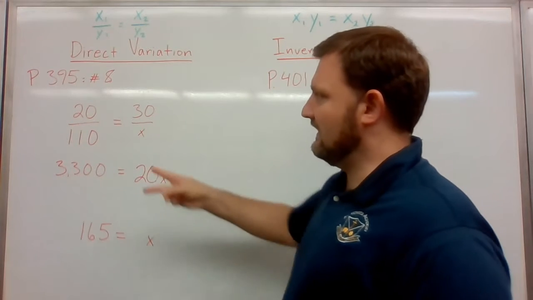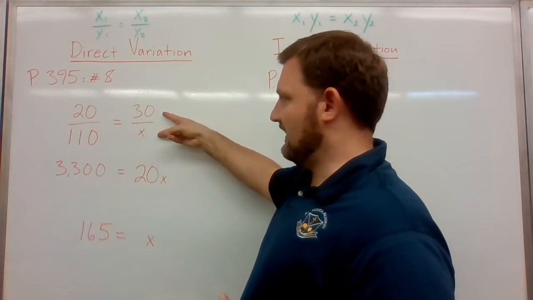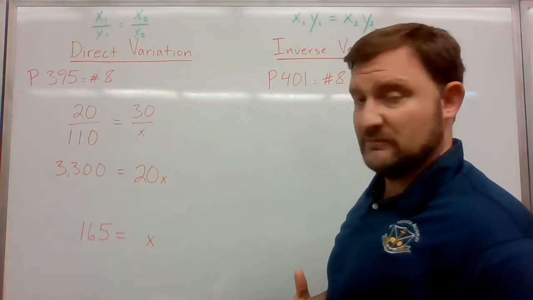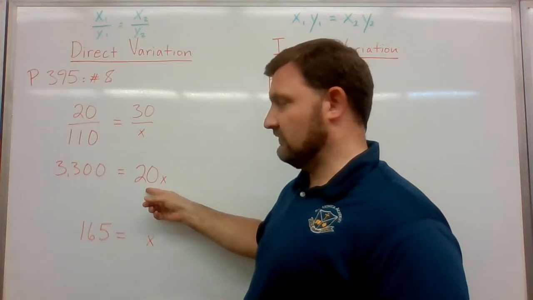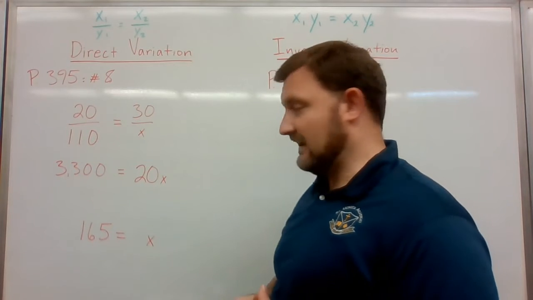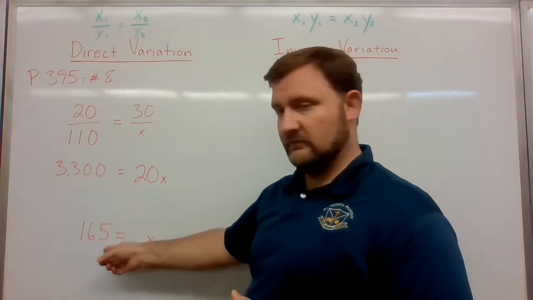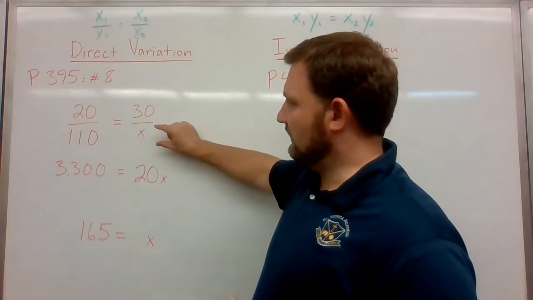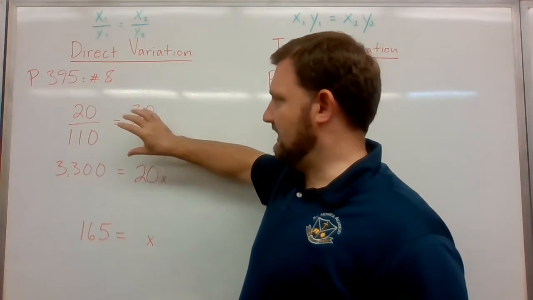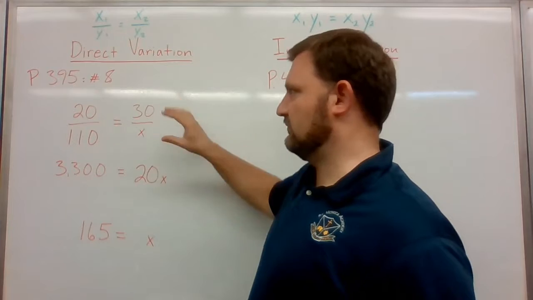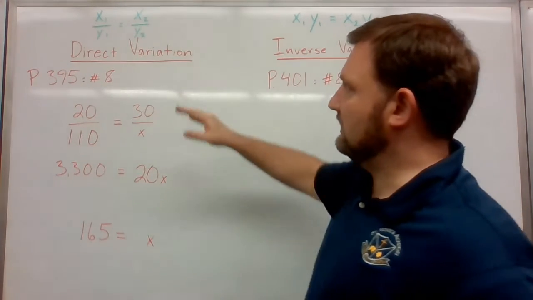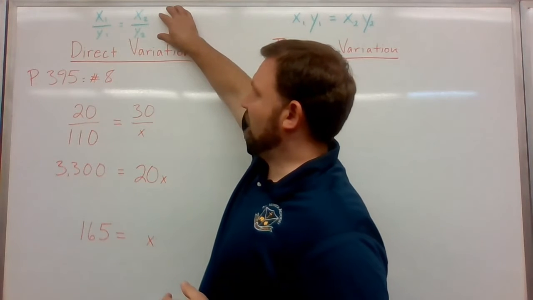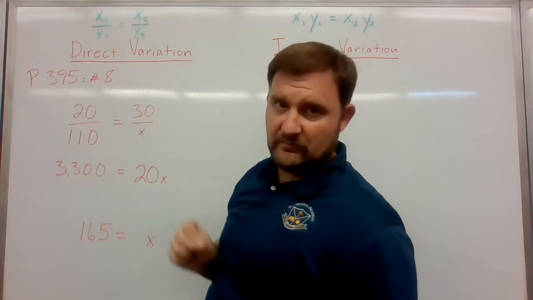We discussed how when we have a fraction equaling a fraction, we can cross multiply, which if we do here, we get 3,300 equals 20x. Divide each side by 20 to isolate our variable, and we get x equals 165. So 165 would go right there, and then that would be a complete proportion. Okay? So again, without any numbers plugged in, that's the setup we're looking at for direct variation problems.